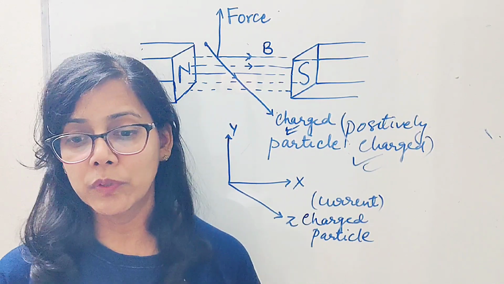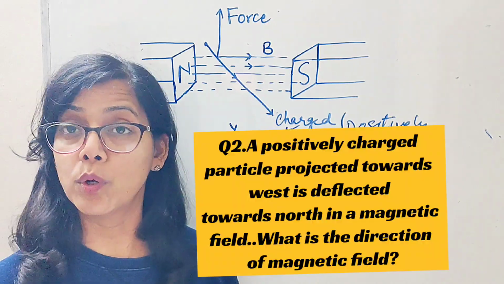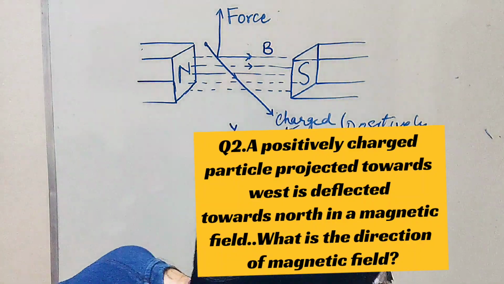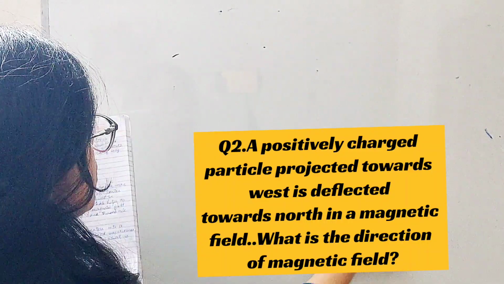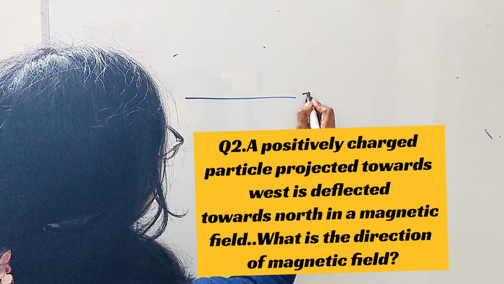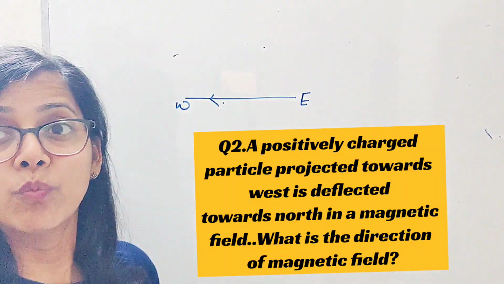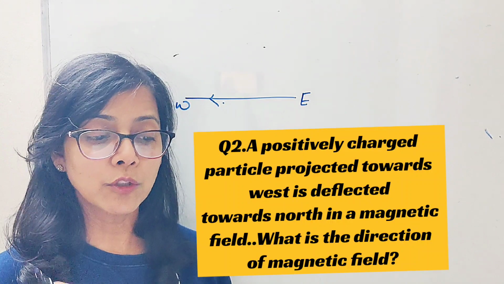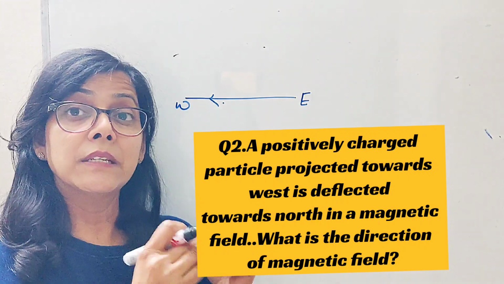Okay, now the second question. Second question again is about direction. So second question is, a positively charged particle is projected towards west. Now they are talking about 4 directions. Those 4 directions are east, west, north and south. So they are saying that this is east, this is west. So the particle is projected towards west direction and it is deflected towards north in a magnetic field.